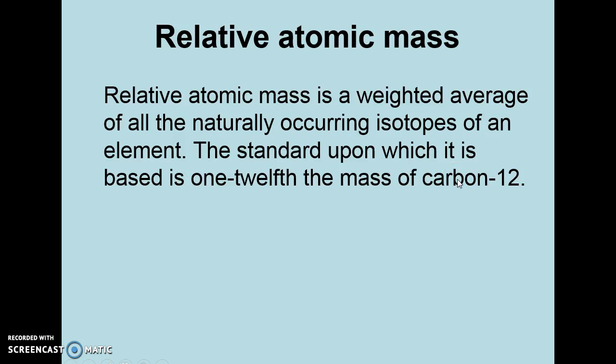From last semester, we learned that the relative atomic mass, the numbers on the periodic table, is a weighted average of all the naturally occurring isotopes of an element. And the standard upon which 1 AMU is based for relative atomic mass is 1/12 the mass of carbon-12.